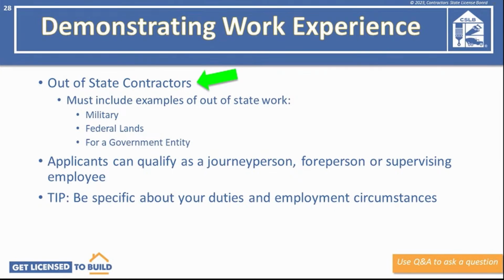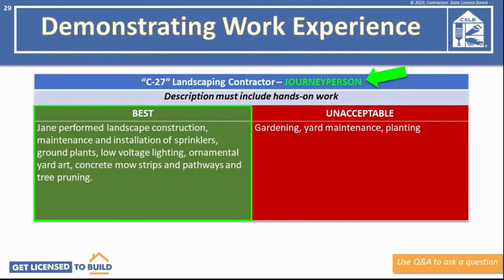Applicants can qualify as a journey person, foreperson, or supervising employee. A tip: be specific about your duties and employment circumstances. Our next example is for the C27 landscaping contractor. The best type of description your certifier would use would be: Jane performed landscape construction, maintenance and installation of sprinklers, ground plants, low voltage lighting, ornamental yard art, concrete mow strips and pathways, and tree pruning. An unacceptable explanation would be gardening, yard maintenance, planting.